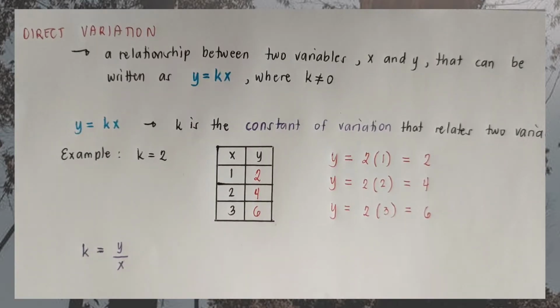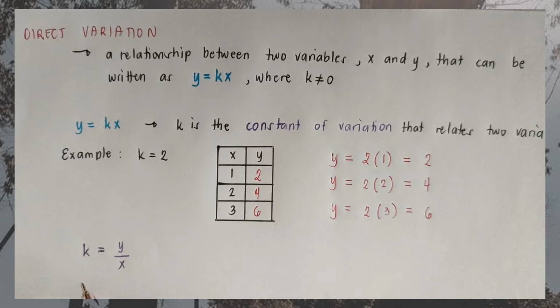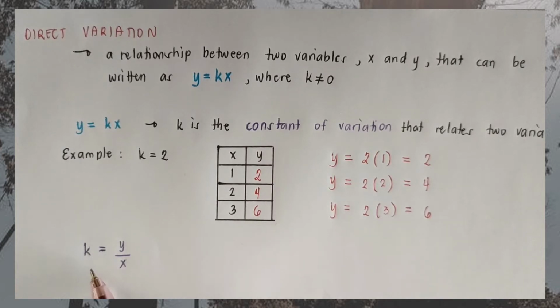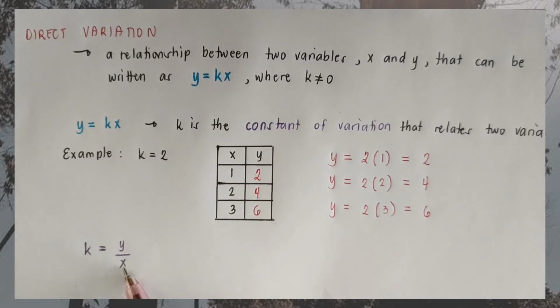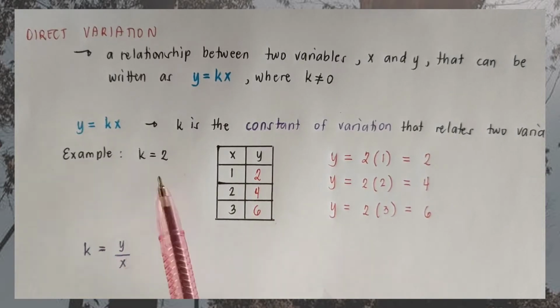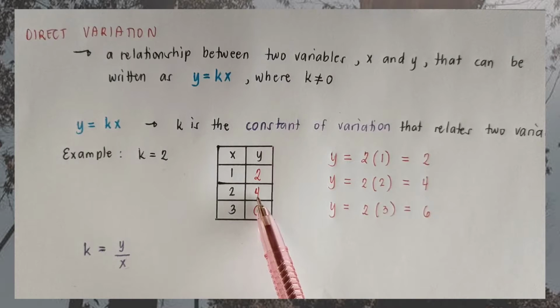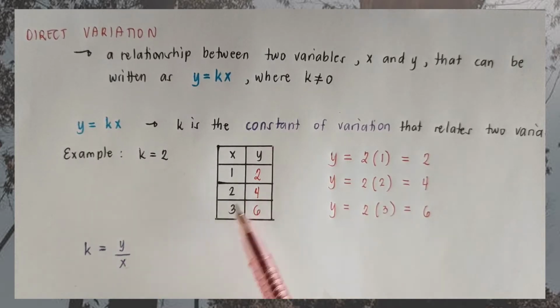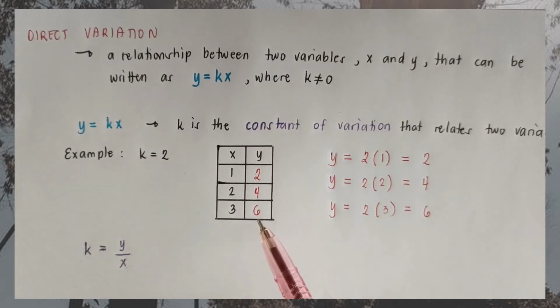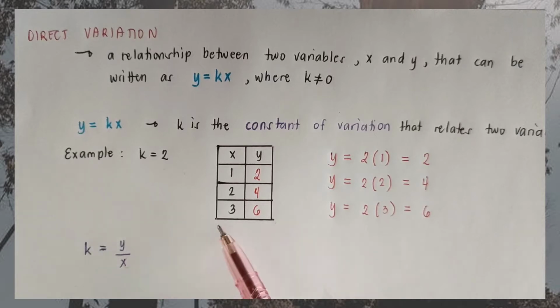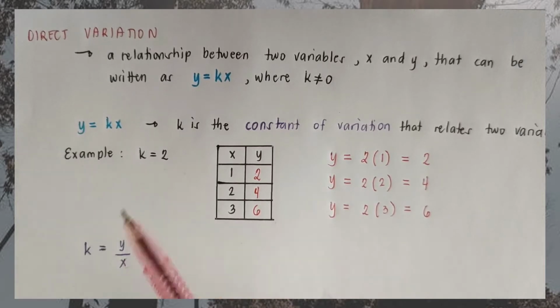As we solve for the value of y, we can also use this formula to get the value of our constant. k is equal to y over x. If our y is 2, divided by our x, which is 1, our constant will be 2. Same if our y is 4, divided by 2, then still our k is 2. And then, if we substitute 6 here in our y, divide it by 3, still our constant is 2.